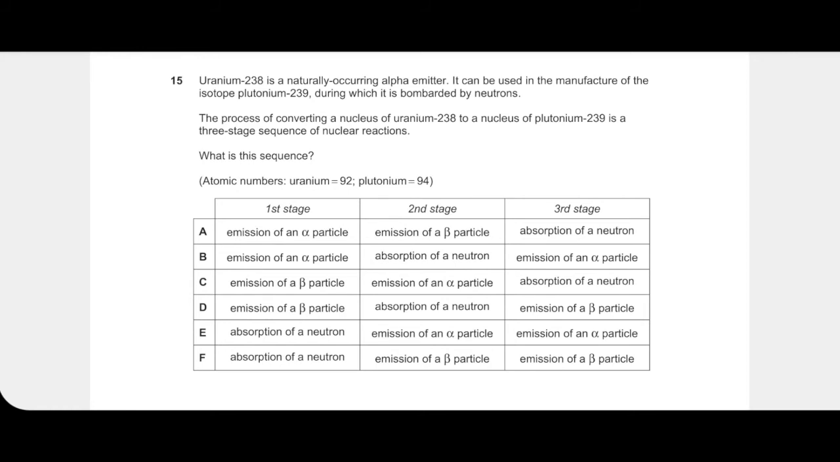239. So, step number one, a neutron is added to the uranium-238 to make uranium-239. Then this uranium-239 emits a beta particle, and this creates neptunium-239, and then that in turn decays through beta decay. It releases one beta particle to produce plutonium-239. And those are the three steps. So, step number one, absorption of a neutron. So immediately we can get rid of A, B, C, and D.